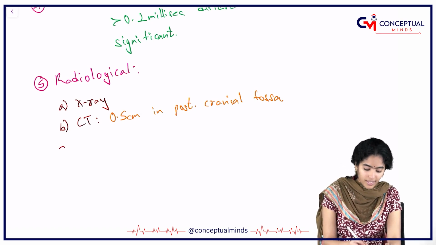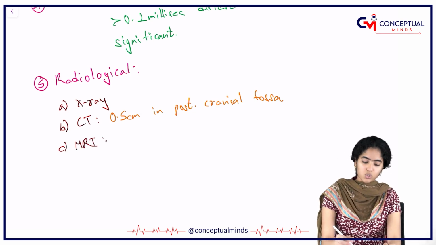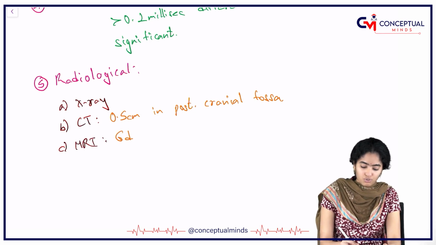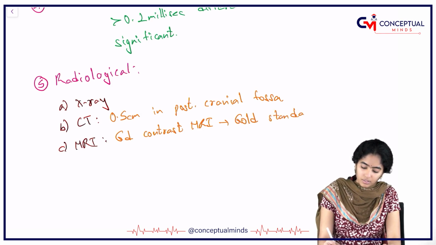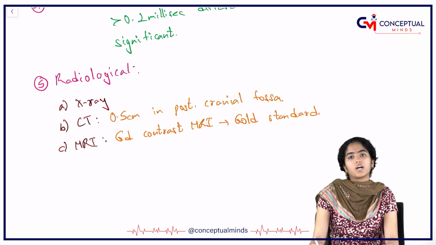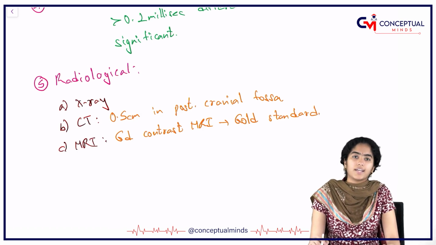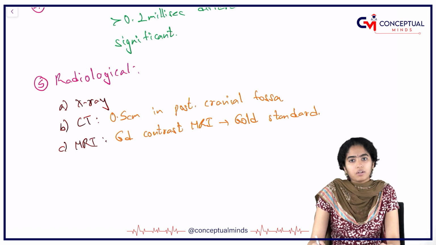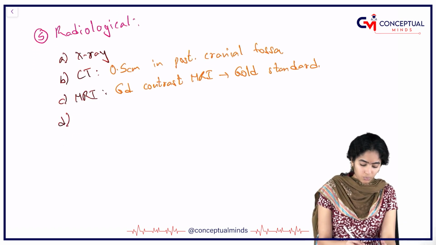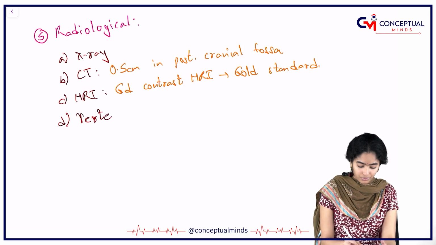Then the next one we have is MRI. Highly sensitive. In MRI also what we use is a gadolinium contrast enhanced MRI. This is considered to be gold standard in the diagnosis of acoustic neuroma. It can diagnose any tumor as small as possible, even in the intracanalicular part. Okay. And finally, we do vertebral angiography. Why is a vertebral angiography done?